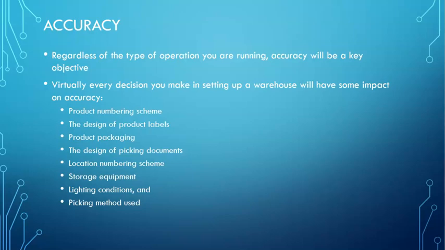The design of picking documents, the location numbering scheme, the storage equipment, the lighting conditions. If the lighting is not enough for the picker to see the numbers, or for the one who puts the item on the shelf to see the number, then they might put it in the wrong place. And the picking method used to ship the item. So all these affect the accuracy of the picking, or the orders that have been picked.